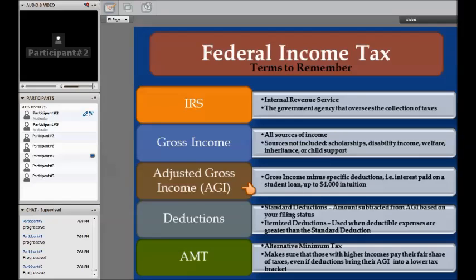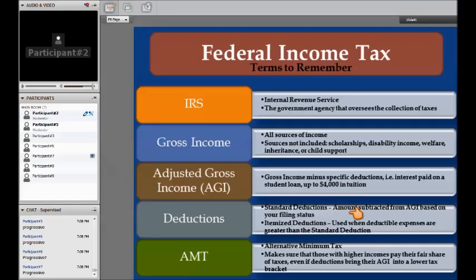All right, we have adjusted gross income, or AGI. This is going to be your gross income, this amount, minus specific deductions. Okay, there are tons of deductions. Some examples would be the interest paid on a student loan, or up to $4,000 in tuition you could deduct off of your gross income.